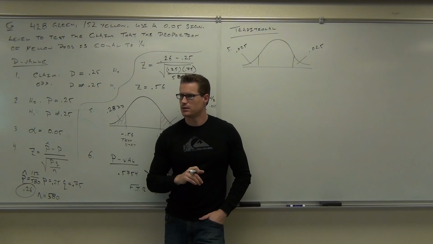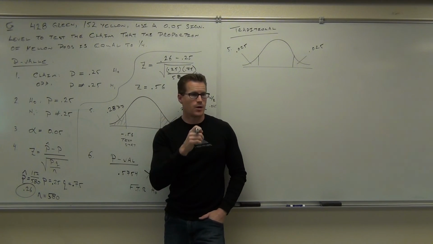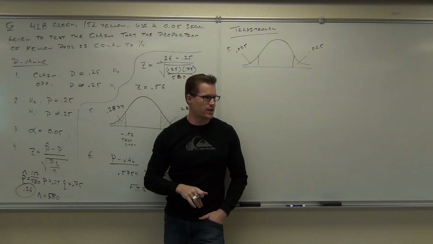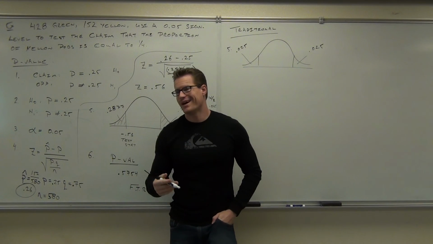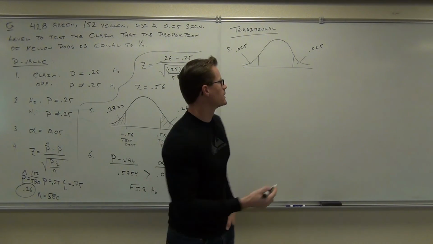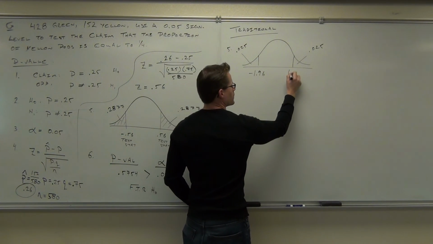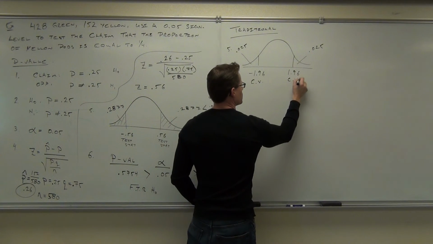What'd you get? 1.96? How many people got 1.96 if you got a table? Good. All right. Do you see where they're getting the 1.96 from? We're looking up the 0.025. That's going to give us, well, actually, negative 1.96. So I know that's negative 1.96. And this one over here is 1.96. And that's a critical value.